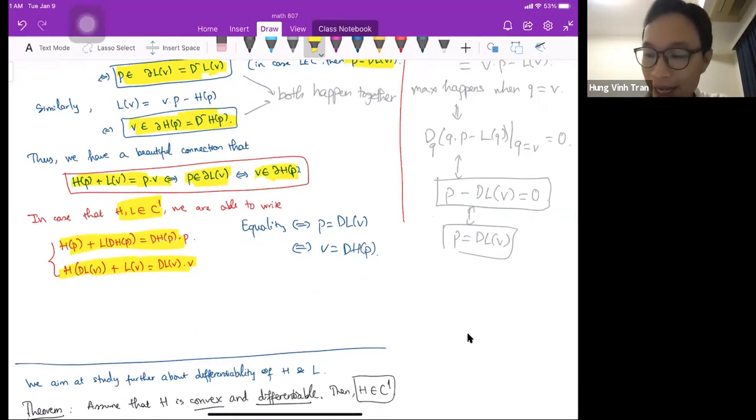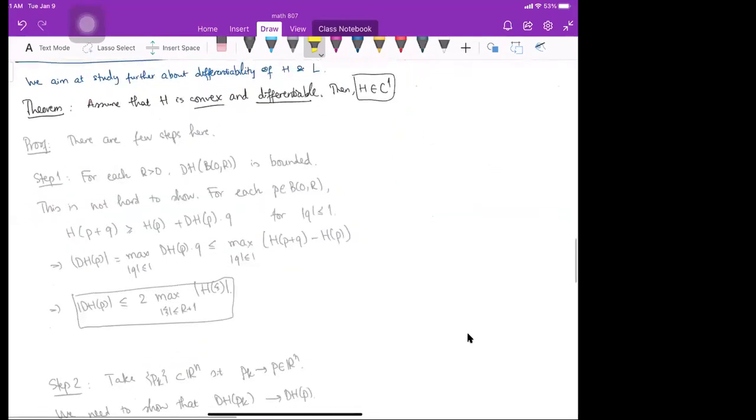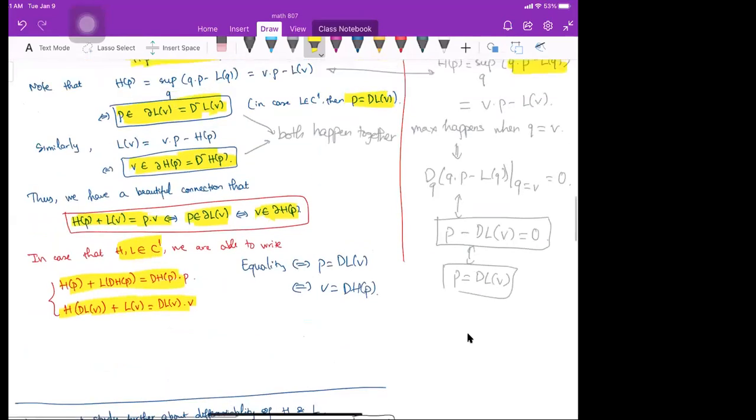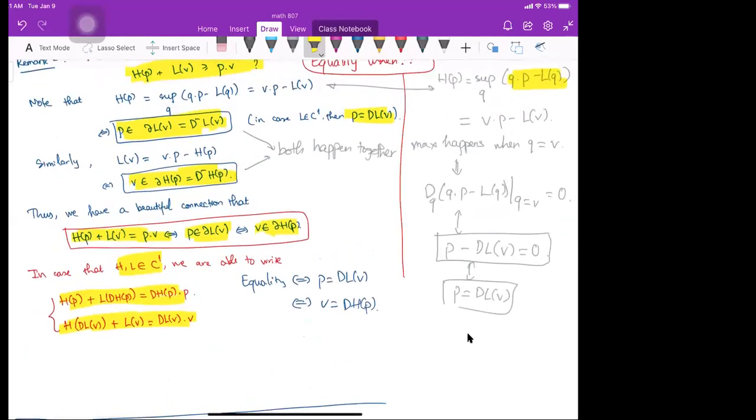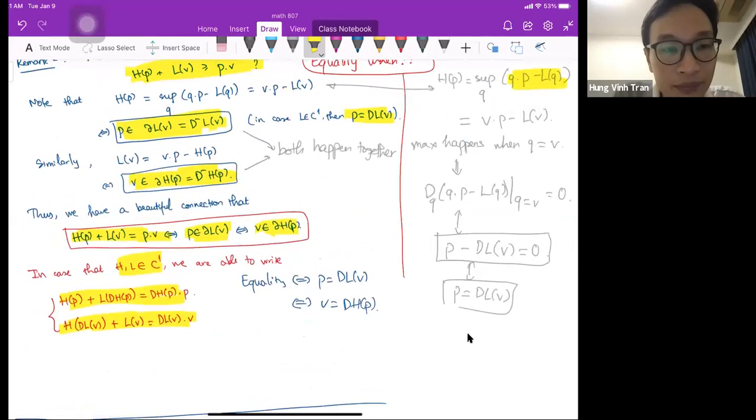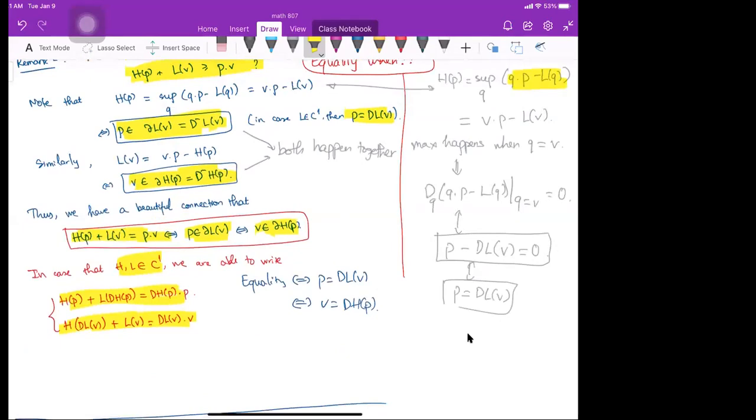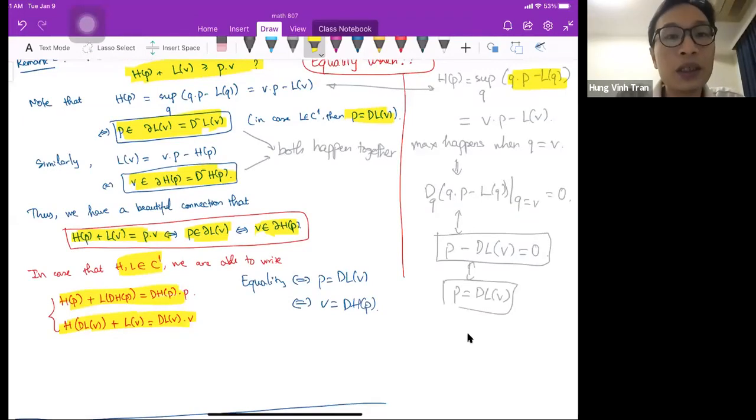I had a quick question. Can you say a little more? You said that if it's differentiable, there's only one of these points. Why is that true? Sorry, can you repeat? If L is differentiable, then there's only one of these subgradients. Yes, that's a very good question.